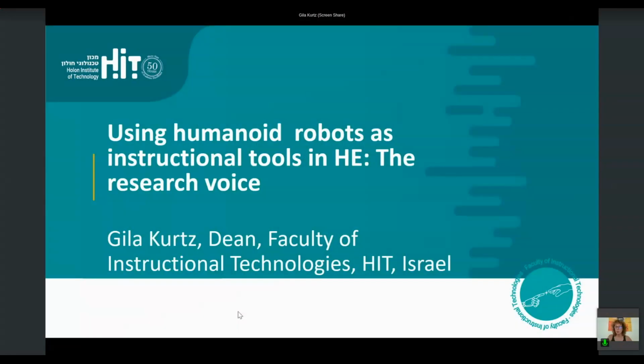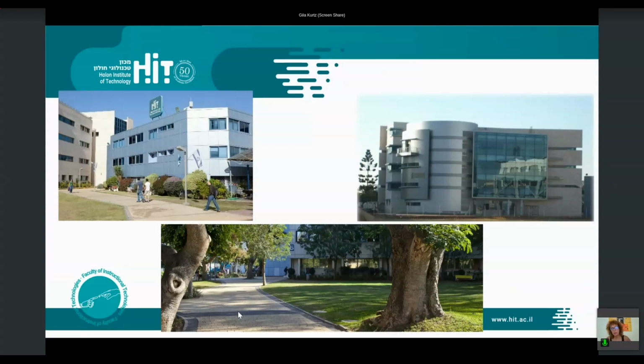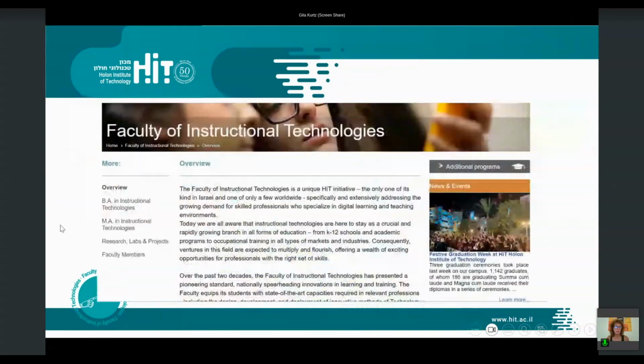I'm the dean at the Faculty of Instructional Technologies at HIT in Israel. Well, this is our institution. It's one of the leading institutions, it's not a university, it's much more of an applied university. We teach technology subject matter. We have five faculties, and this is the building of my faculty, and the faculty that I'm the dean of is the Faculty of Instructional Technologies.